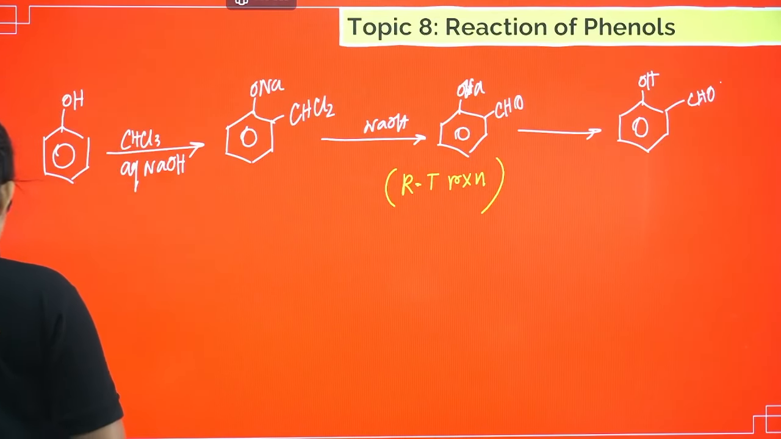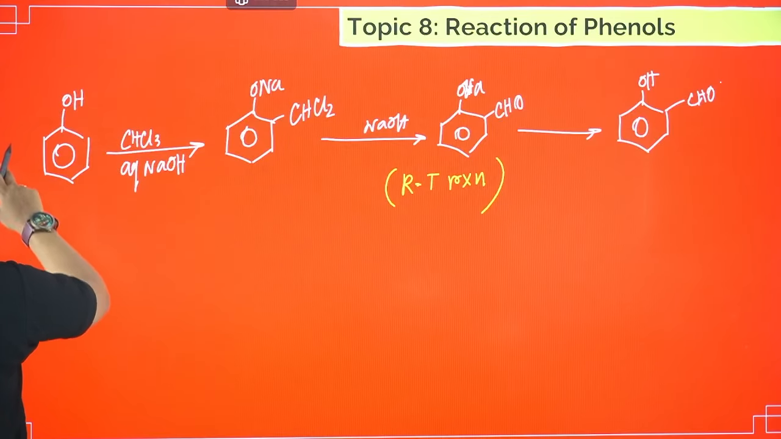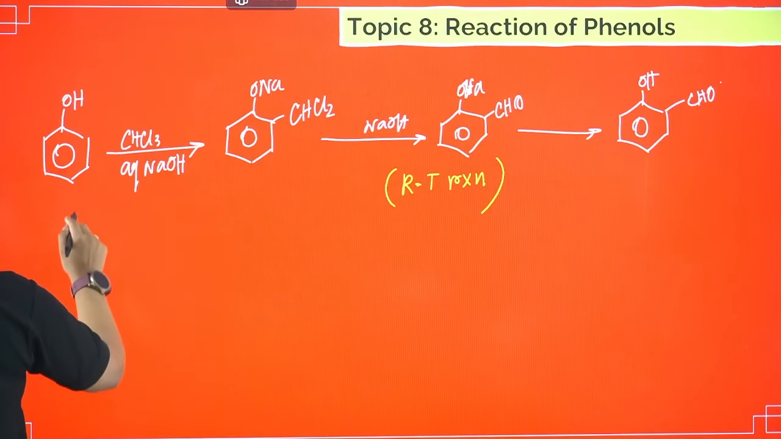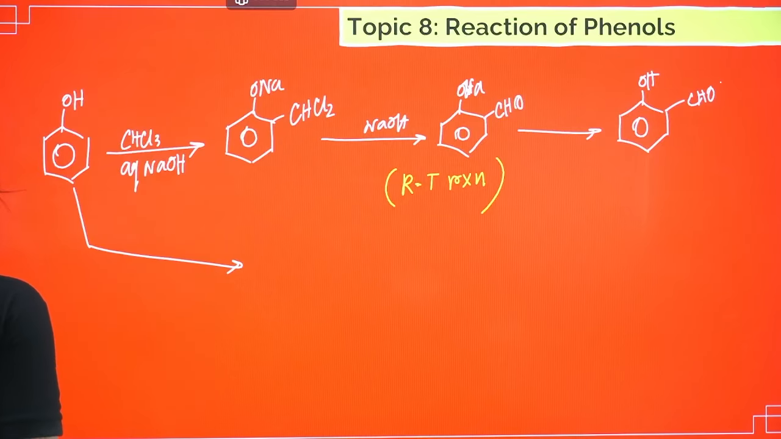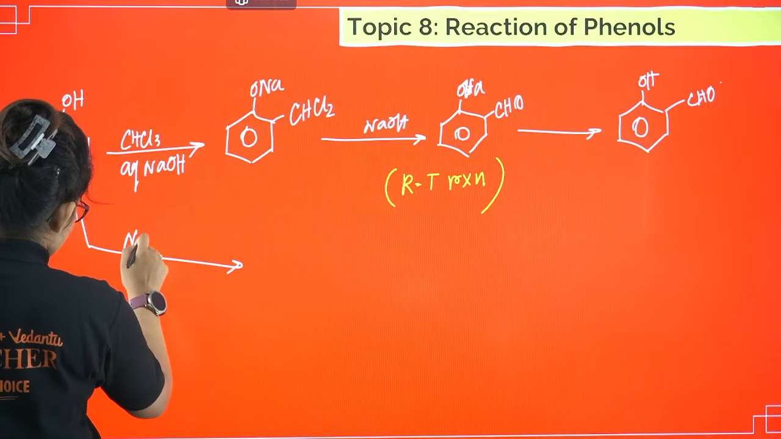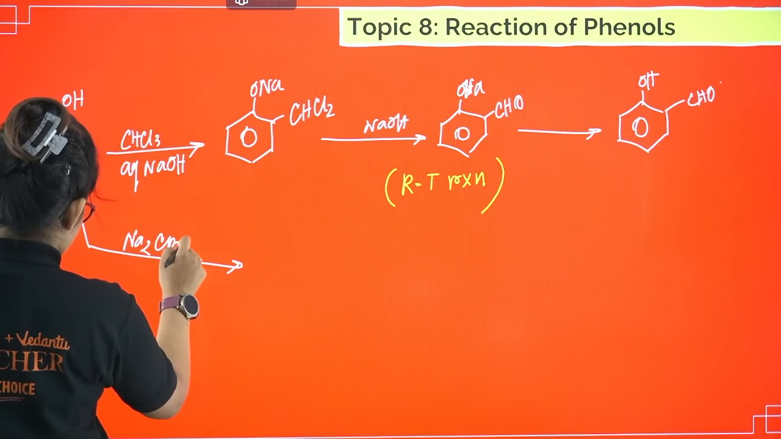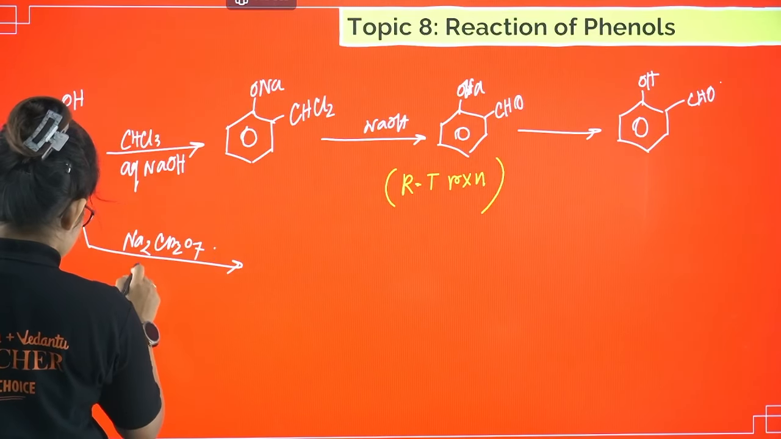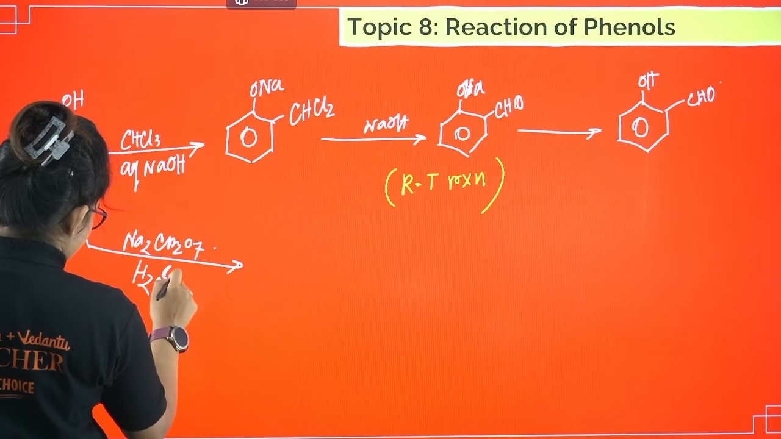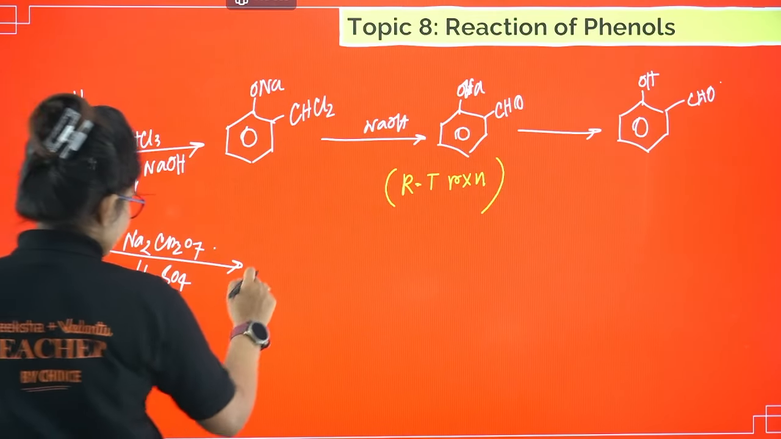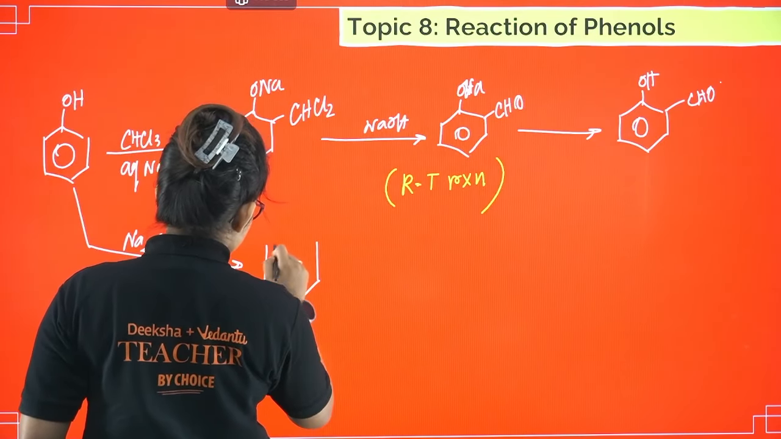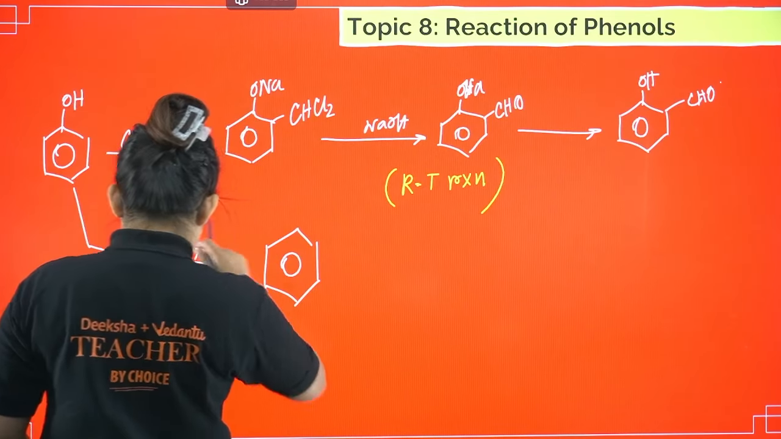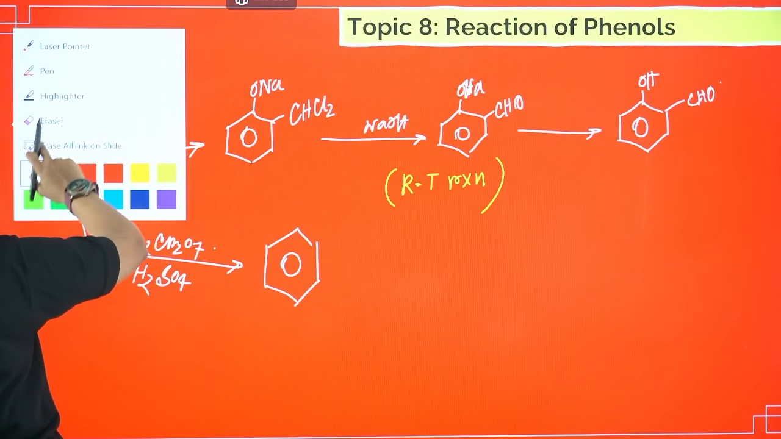Let's proceed further. One more reaction. One oxidation we will do in the presence of Na2Cr2O7 and H2SO4. It's a very important thing; questions come out of it. You will end up with benzoquinone formation. This double bond, wait.